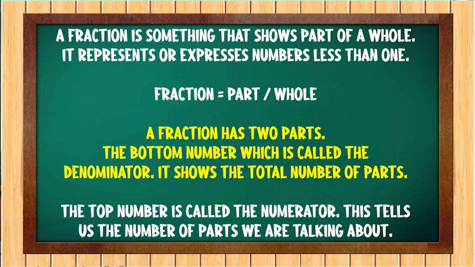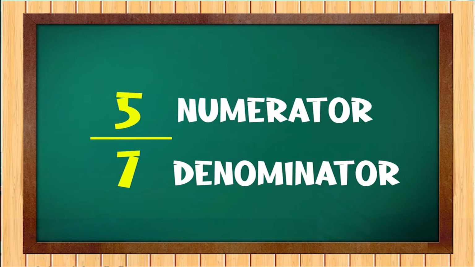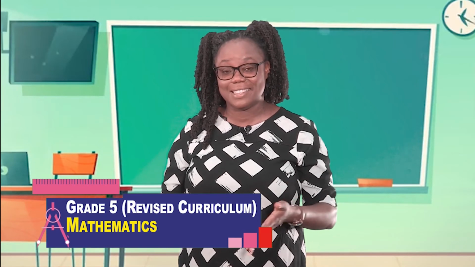A fraction has two parts. The bottom number, which is called the denominator, shows the total number of parts. And the top number, which we call the numerator, tells us the number of parts we are talking about. Let's look at this example. 5/7. 5, numerator, number of parts we're talking about. 7, denominator, number of equal parts the whole is divided into. Now that we have that out of the way, boys and girls, let us dig in.